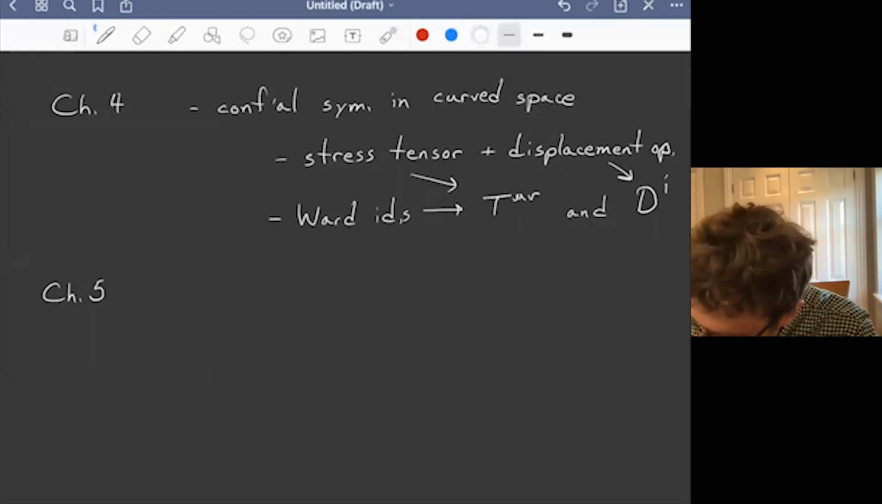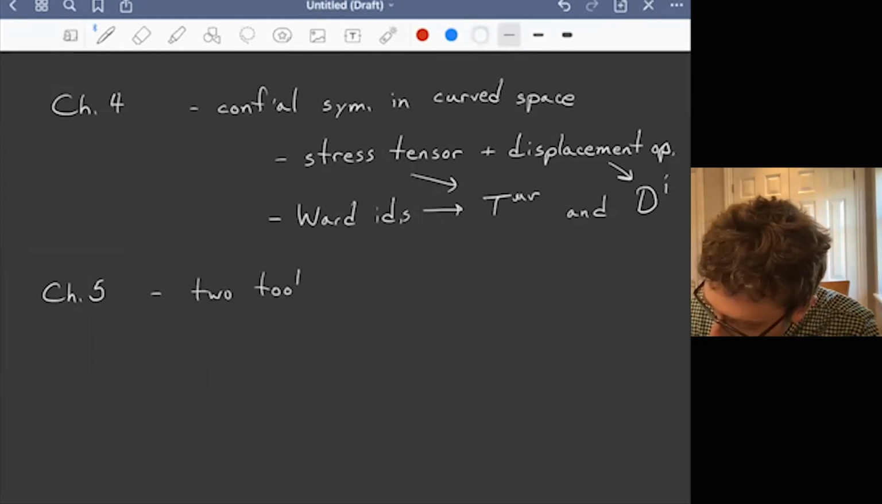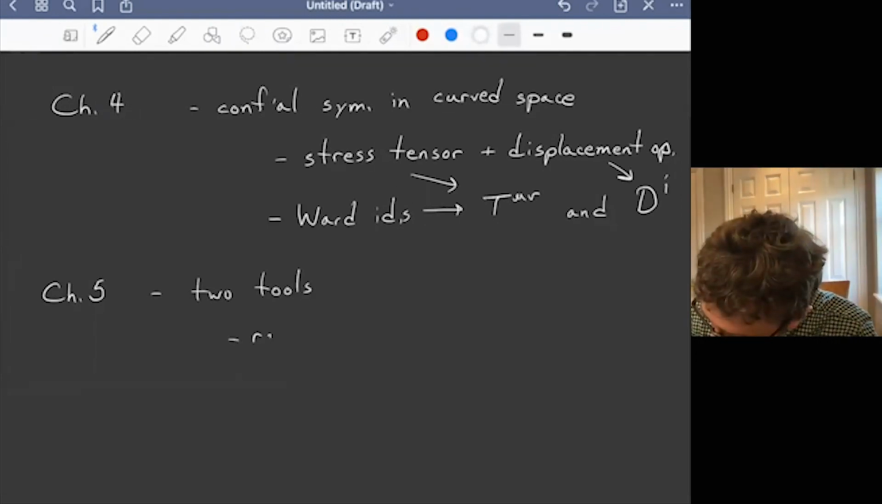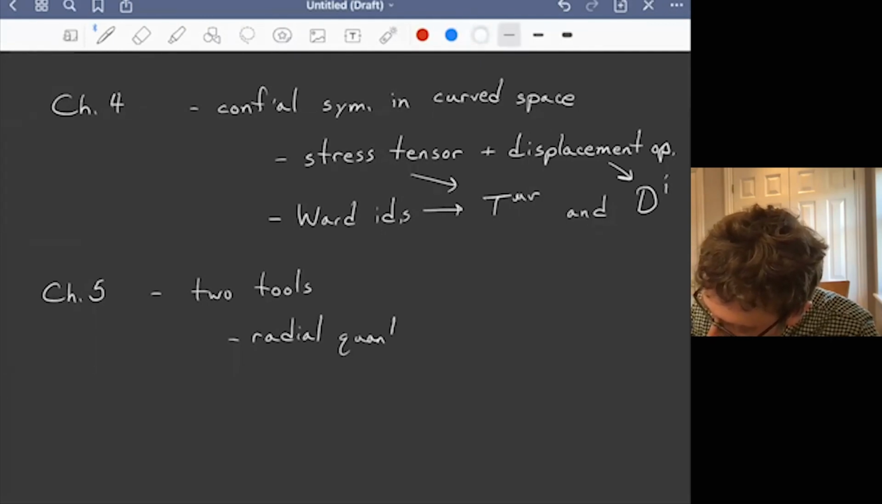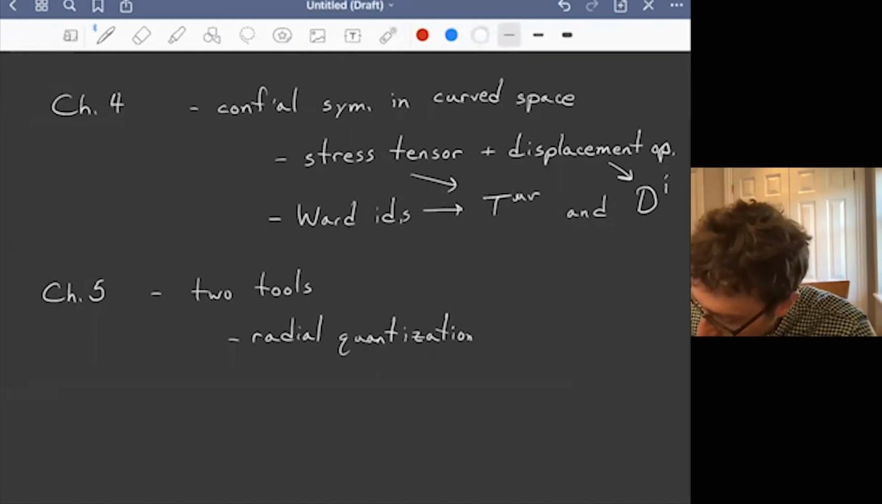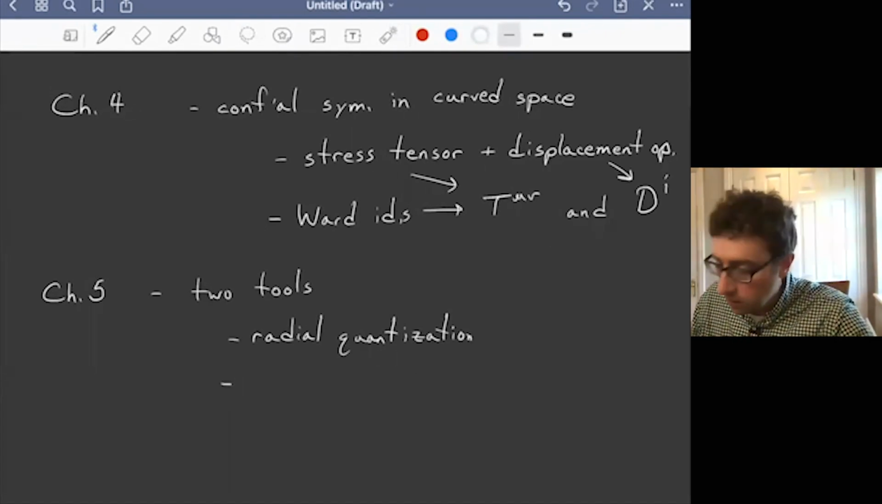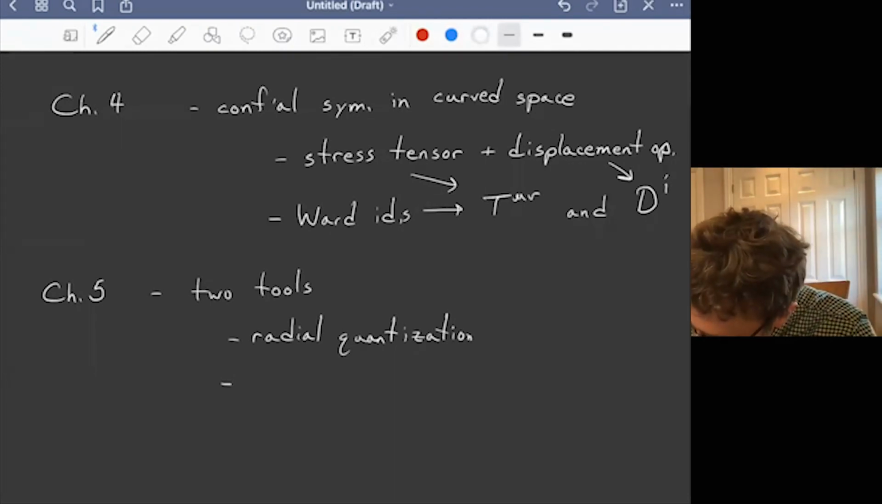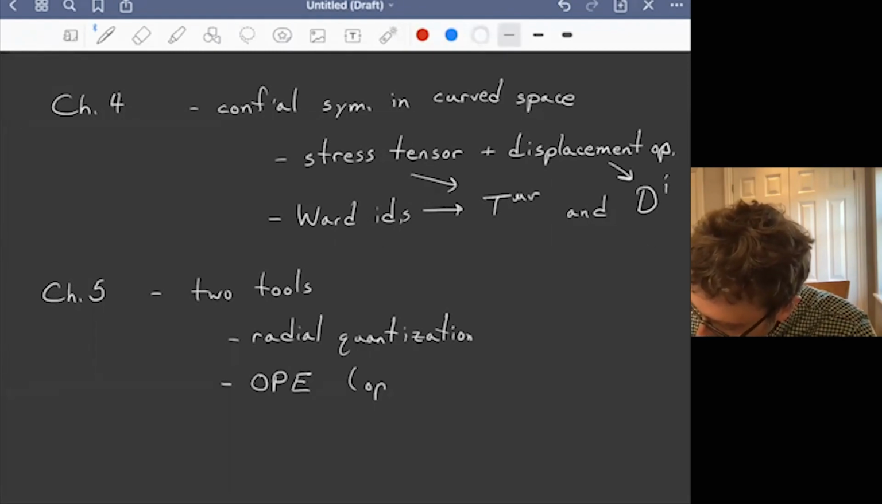Chapter 5, we'll discuss two important tools for dealing with conformal field theory. One is called radial quantization. I got the sense that Nikolay Bobev touched on this a little bit in his lectures, although maybe not in great detail. So I think it'd probably be worthwhile discussing this a little bit more slowly and carefully. And the other is the so-called operator product expansion.